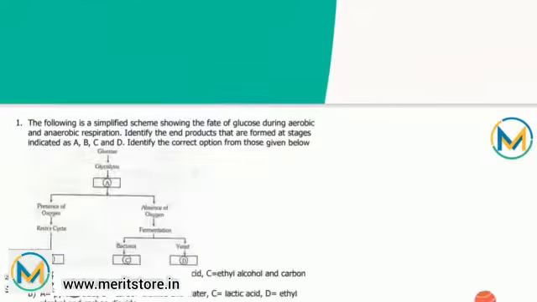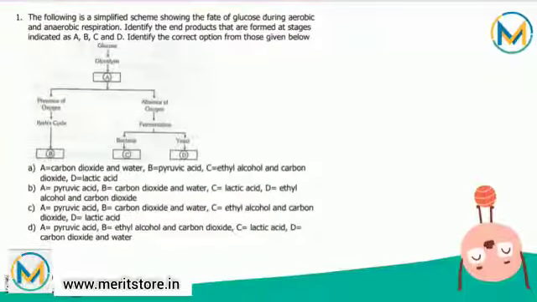First question. The following is a simplified scheme showing the fate of glucose during aerobic and anaerobic respiration. Identify the end products that are formed at stages indicated as A, B, C, D. Identify the correct option from those given below.